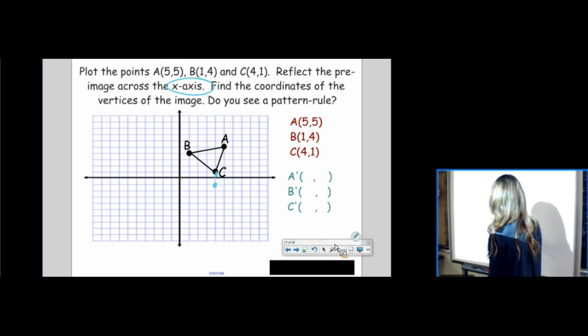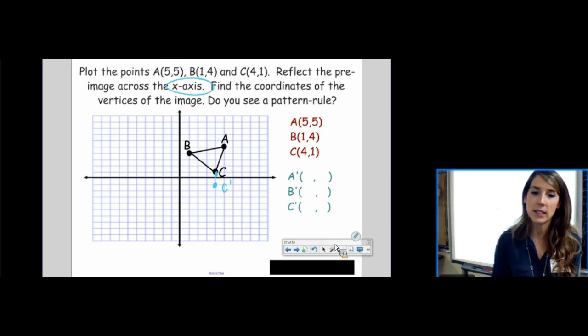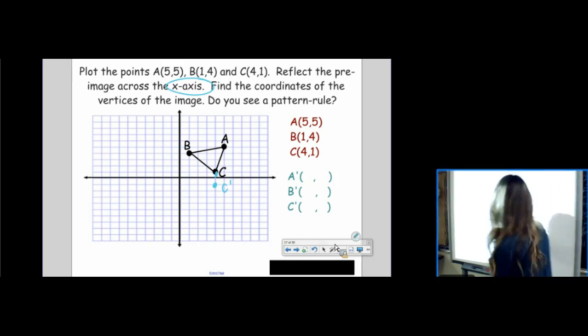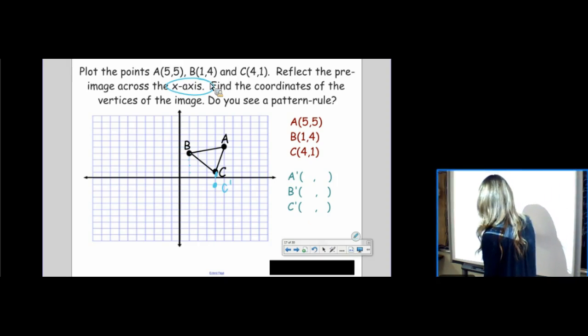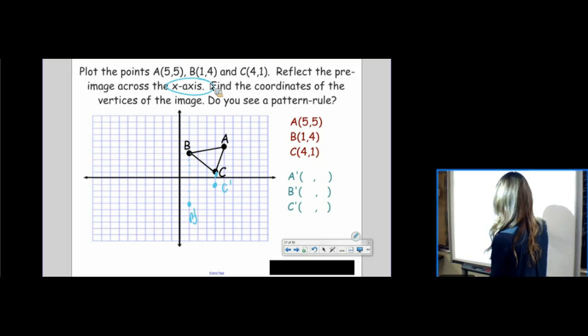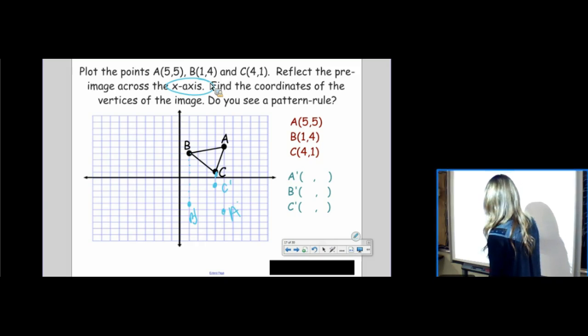So I'm going to go 1 away in the opposite direction. I'm going to call it C prime. C is 1, 2, 3, 4 away. Call it B prime. A is 1, 2, 3, 4, 5 away. A prime. We have reflected our triangle.